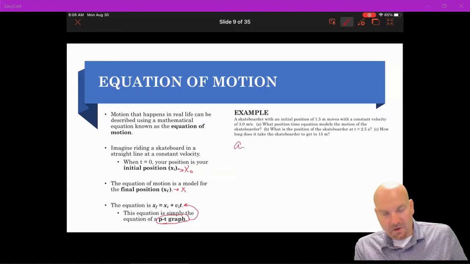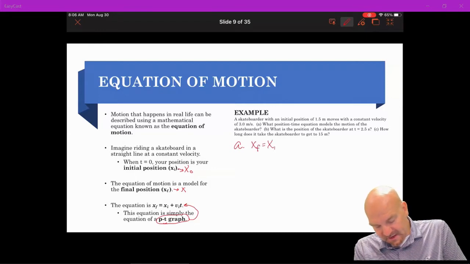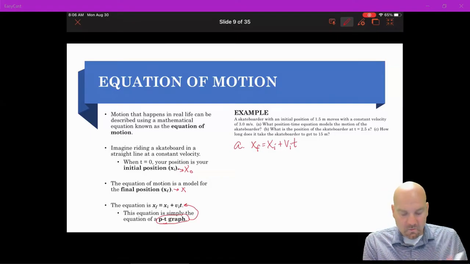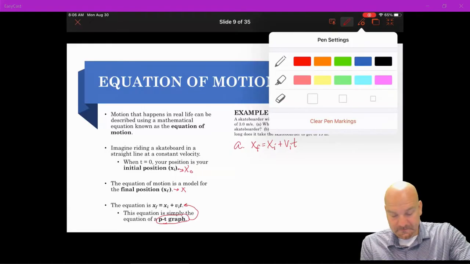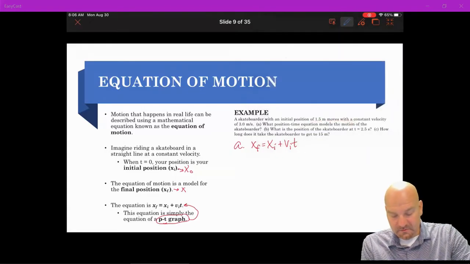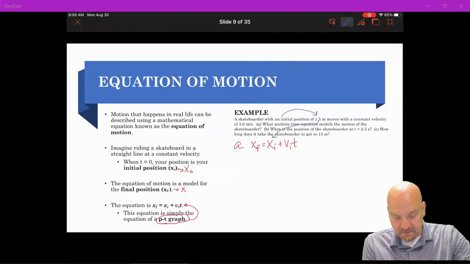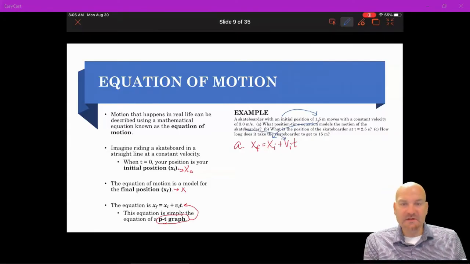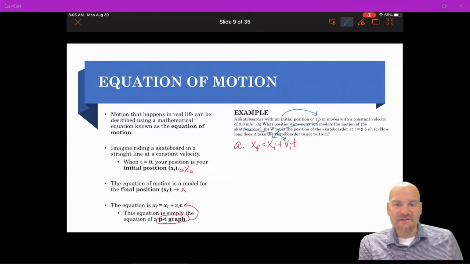For part A, all we're going to do is rewrite the equation. I start with my xf equals xi plus vit equation. Now I need to figure out what the various variables are. This tells me an initial position of 1.5 meters, so that's going to go where xi is. Then it tells me a constant velocity of 3 meters per second. That means when the skateboarder jumps on it, they're going 3 meters per second throughout the entire process.